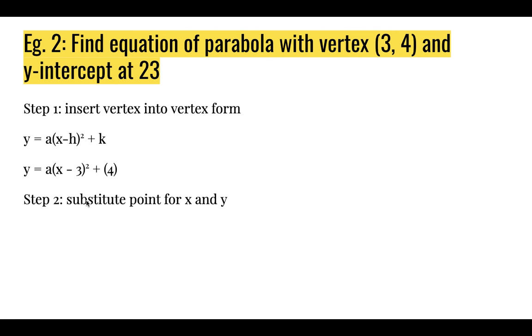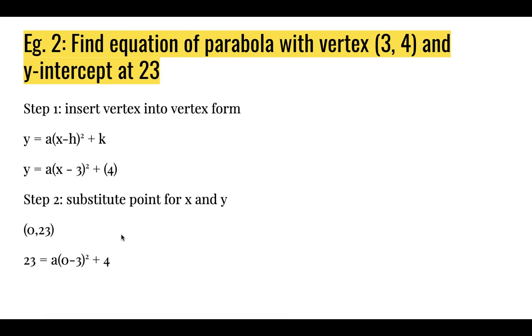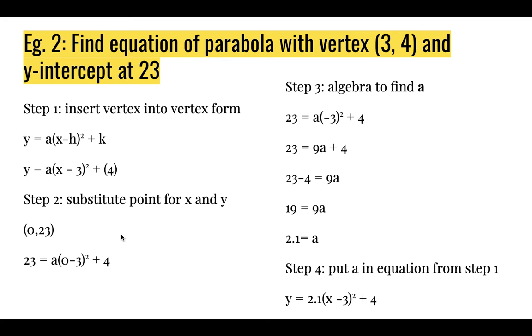Now, we're going to substitute in a point for x and y. We're told what the y-intercept is. So we saw this kind of example in the last lesson. Remember, if it's a y-intercept, x is 0 and then y will be 23. So that will be the point we can put in. So 0 will go in for x and 23 will go in for y. And now we have this equation, and now we can do our algebra.